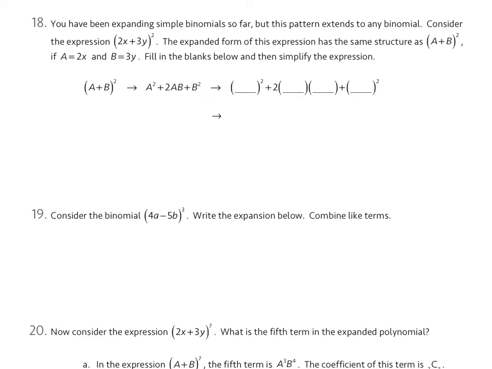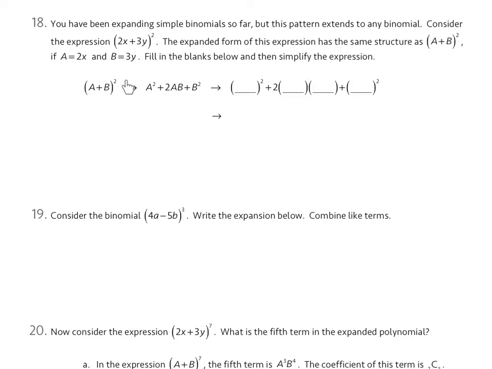Consider the expression (2x + 3y)². The expanded form of this expression has the same structure as (a + b)² if we make a equal to 2x and b equal to 3y. Fill in the blanks below and then simplify the expression.